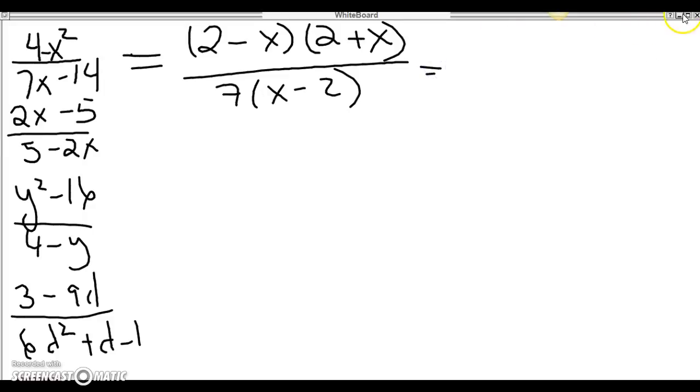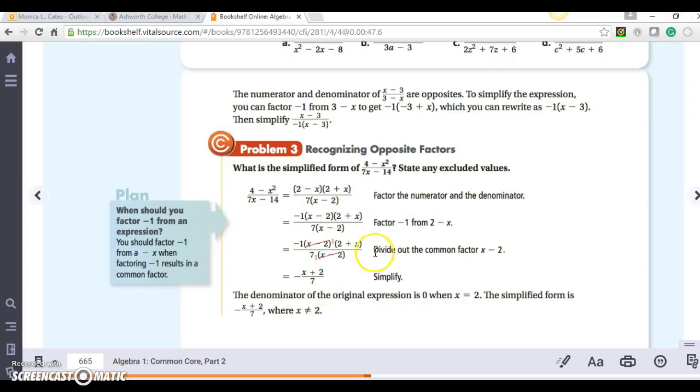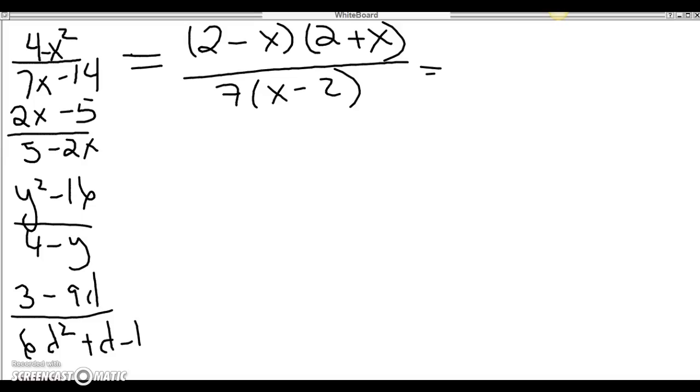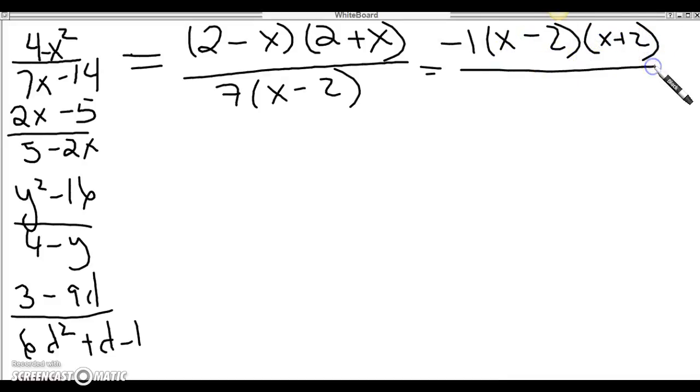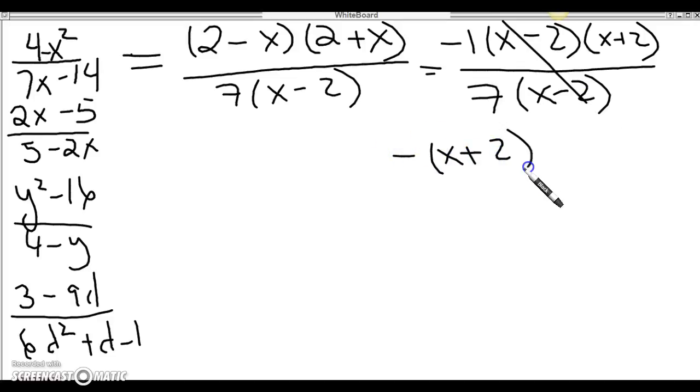And just to let you know, they're doing the same thing here. So if I pull out a negative, I'm going to be able to switch it around. So we'll just pull out a negative, and that's going to turn to x minus 2. And we can turn that around too if we want. It doesn't matter though. And 7 times x minus 2. So now those cross out, and I'm left with negative x plus 2 all over 7.